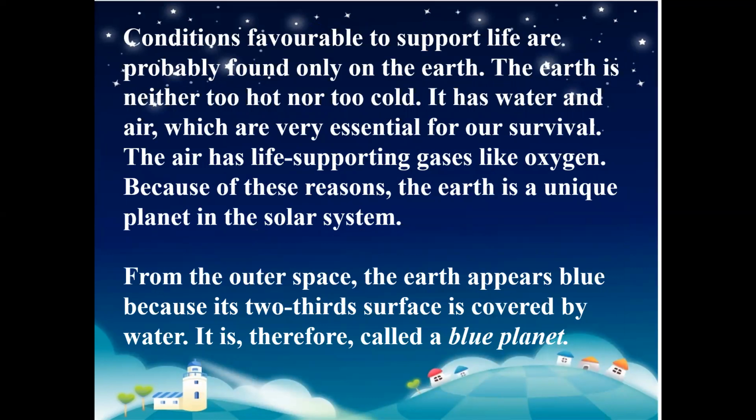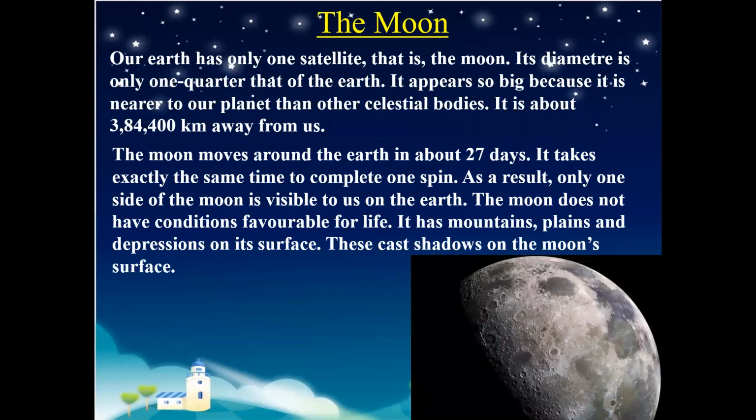Conditions favorable to support life are found on Earth. The Earth is neither too hot nor too cold. It has water and air, which are essential for survival. It also has life-supporting gases like oxygen, and because of these reasons, Earth is called a unique planet in the solar system. From outer space, the Earth appears blue because two-thirds of the Earth's surface is covered by water, and so it is known as the blue planet.